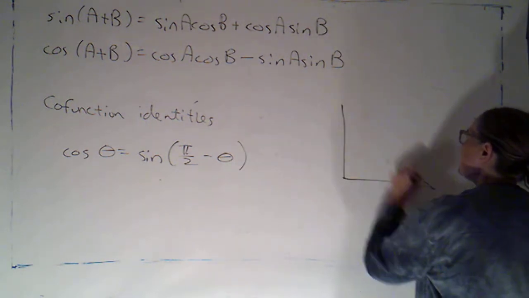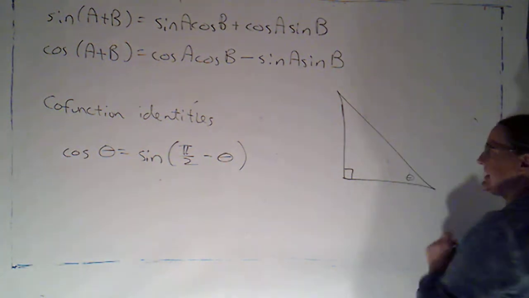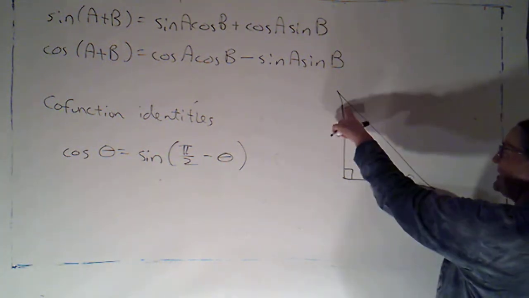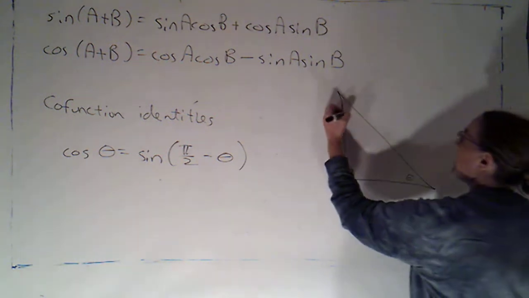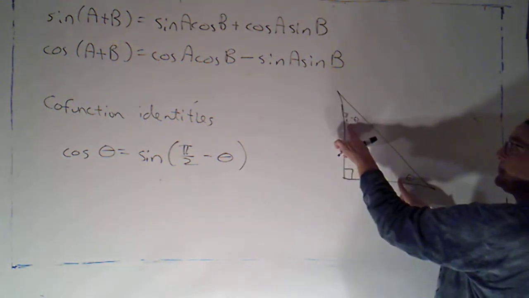Because if theta is an acute angle, then if theta is here, these two acute angles in a right triangle would have to be complementary angles.